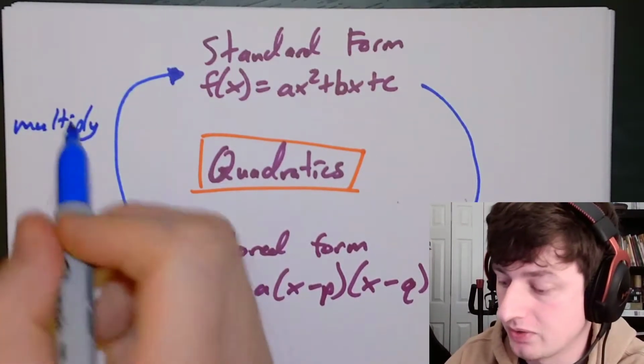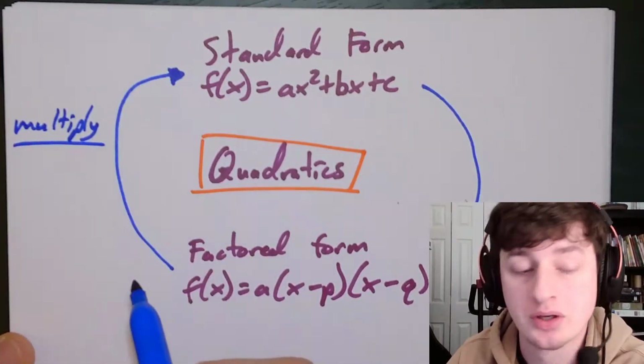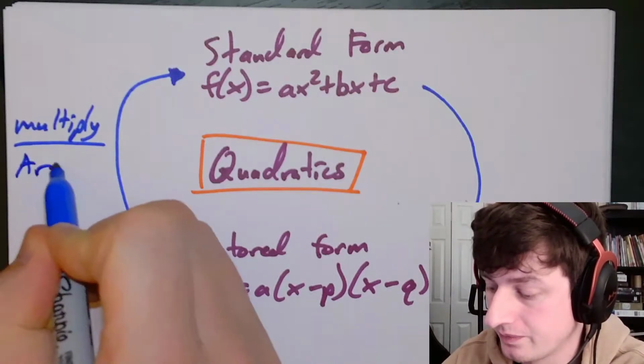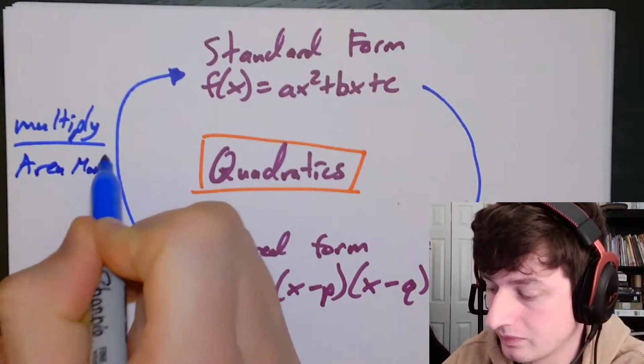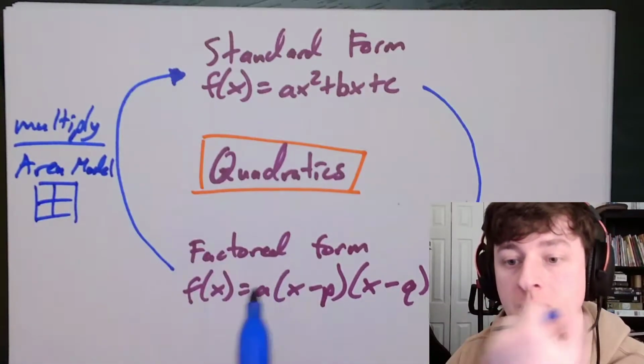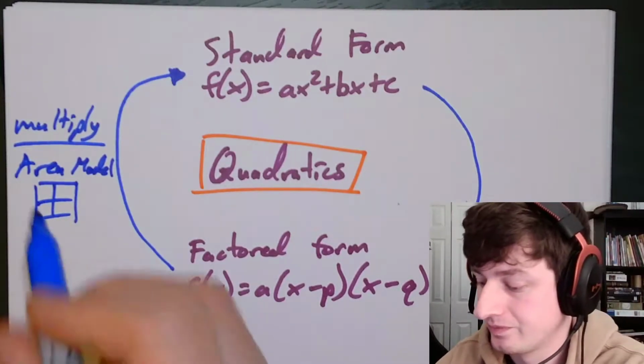And we had two methods yesterday, not yesterday, Monday, that we talked about. We talked about the area model. This is the box, right? And distribution.